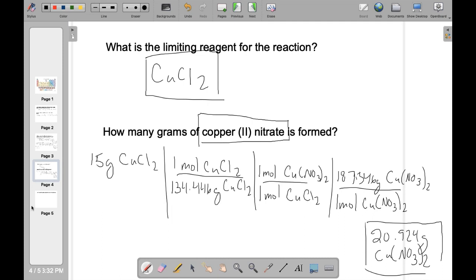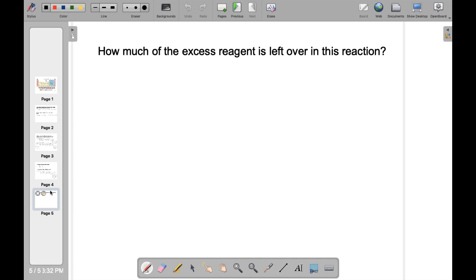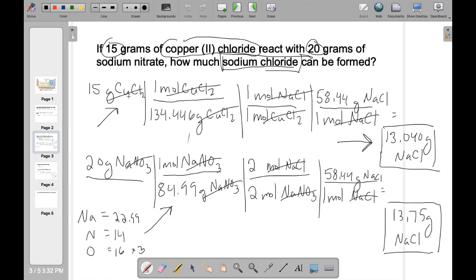Let's go down and see what else they have in this problem. How much of the excess reagent is left over? Well, isn't that wonderful? So, remember, the excess reagent is the sodium nitrate. We have 20 grams of it. Think about that. We know that all 15 grams of copper chloride were used up. However, all 20 grams of sodium nitrate were not used up. Some of this is left over. I don't know how much it is. It could be 2 grams, 3, 4, 1.5. I have no idea. I know I have 20 grams. I know that all of it wasn't used in this reaction.